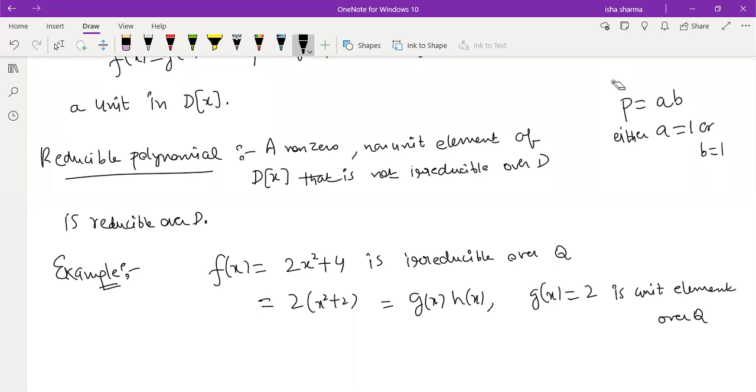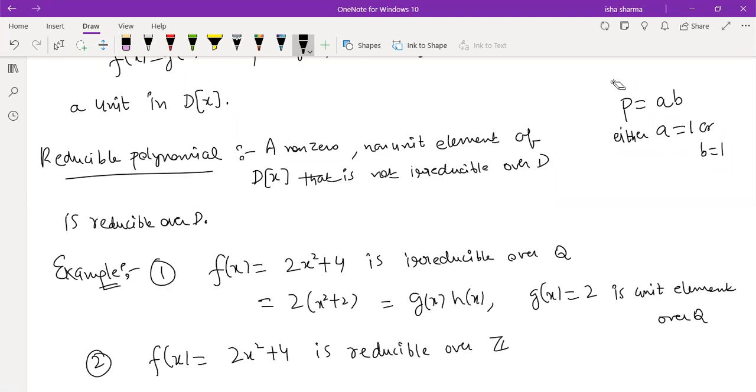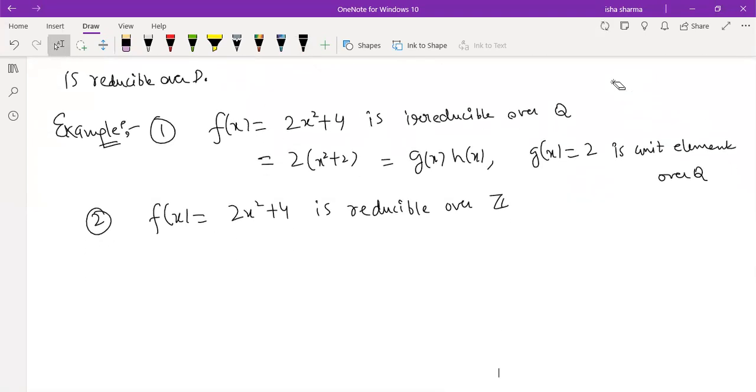We'll connect the result of reducibility and irreducibility with the concept of having roots, because now we are clear with what we mean by the polynomial having roots over a particular ring or a particular field. So this one is irreducible over Q, right? But the same polynomial, if I consider over Z, 2x square plus 4, I am saying this is reducible over Z, right? Because I can write it like this. The factorization is still the same, 2 into x square plus 2.